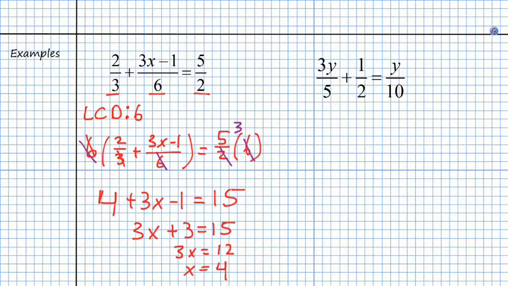So we have to take this 4, and we need to plug it back into our original expression. So we have to come back up here and plug it in. So we have 2 over 3 plus 3 times 4 minus 1 over 6, and that should equal 5 over 2. So we get 2 over 3, and then 12 minus 1 is 11.